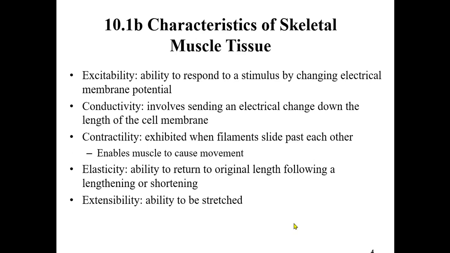It is the opposite of contractility. Remember, contractility is when it shortens. Extensibility is when it's going to stretch. So these are the characteristics, features, and properties of skeletal muscles.